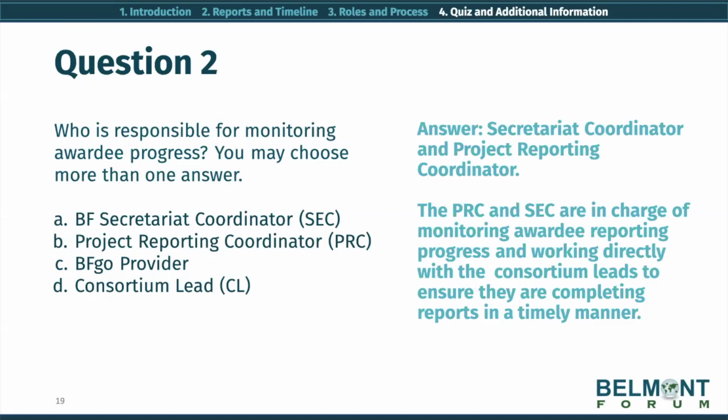The answer is the Secretariat Coordinator and the Project Reporting Coordinator. The Project Reporting Coordinator and the Secretariat Coordinator are in charge of monitoring awardee reporting progress and working directly with the consortium leads to ensure that they are completing reports in a timely manner.